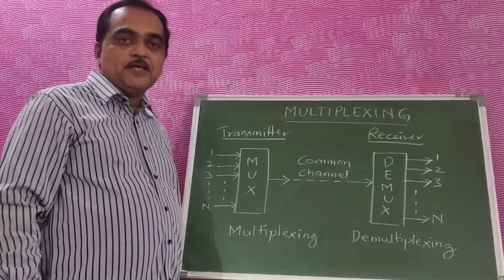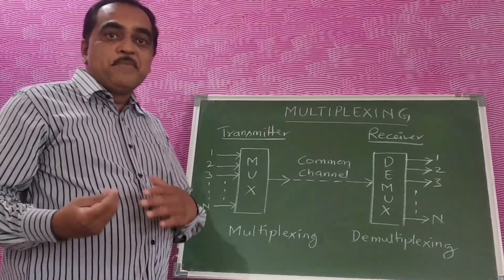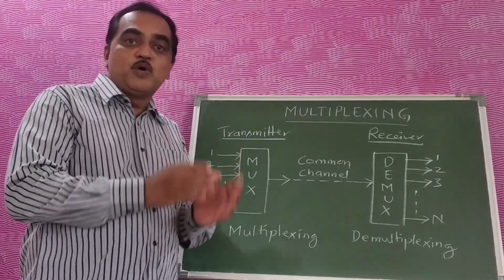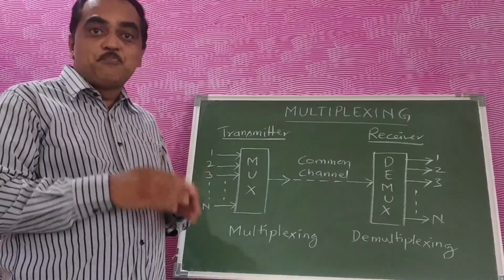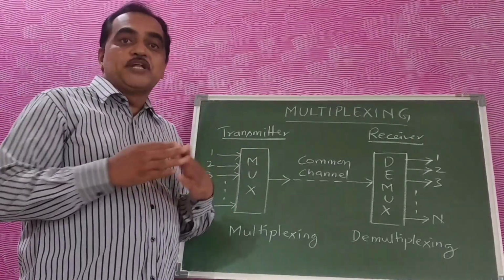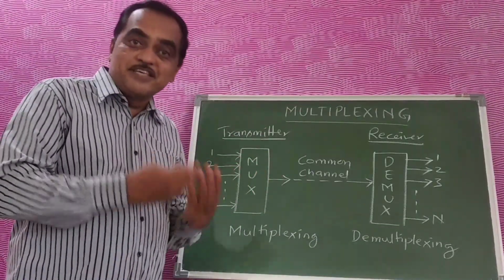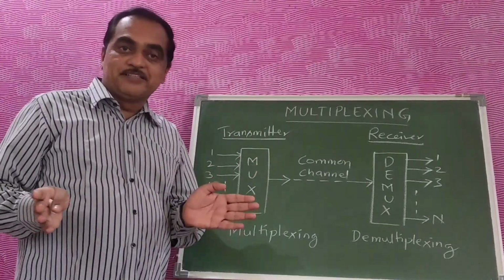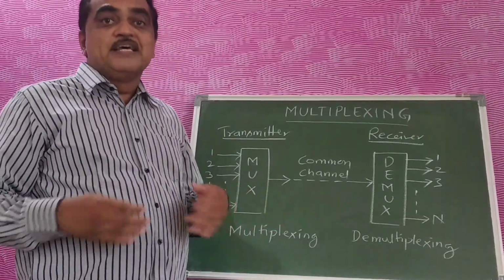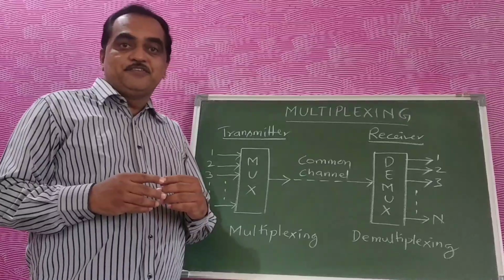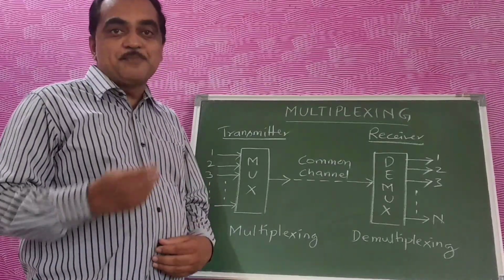So basically multiplexing is many into one. Many signals we combine as one composite signal and put it on a shared medium so that it can transmit from transmitter to receiver, and while receiving it we demultiplex it, separate the signals and give them to their respective destinations. After this we will see what the types of multiplexing are.